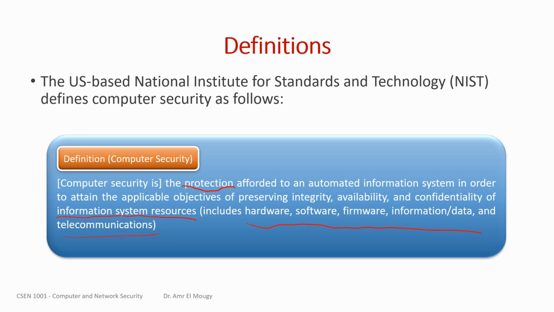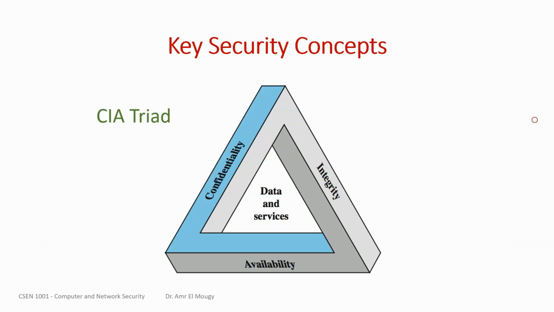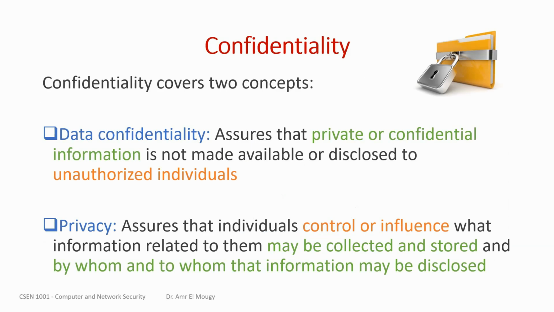When we say protection, we cannot leave this term to be vague. And so in computer security, when we say protection, we have three key objectives that we want to achieve, which are preserving integrity, availability, and confidentiality. These are the three key security services that we go for. And we call them the CIA triad: confidentiality, integrity, and availability. And so we have to understand clearly what each of those concepts and objectives are.